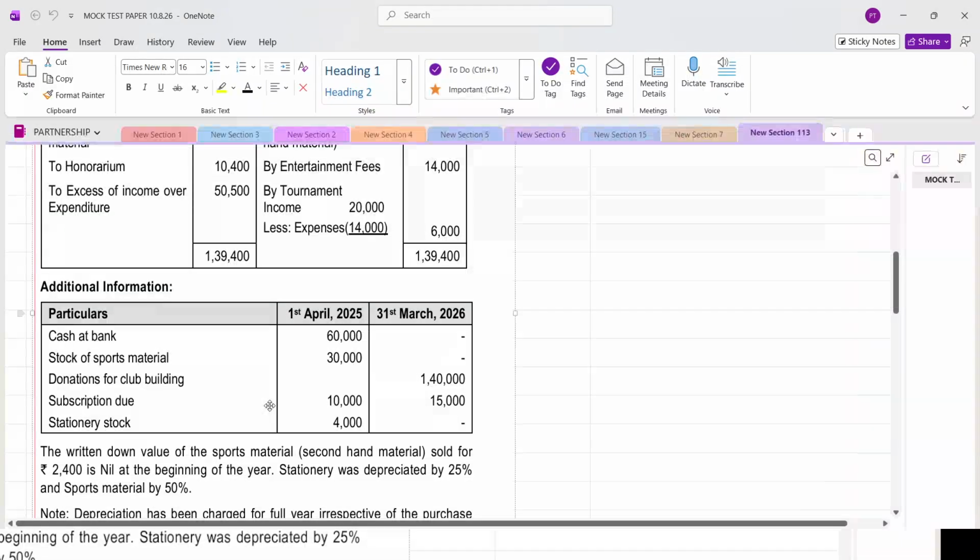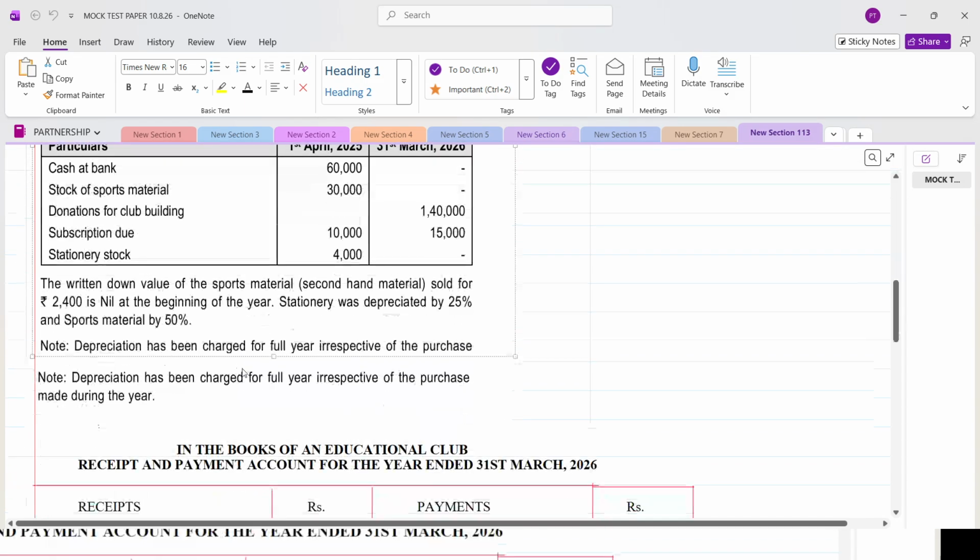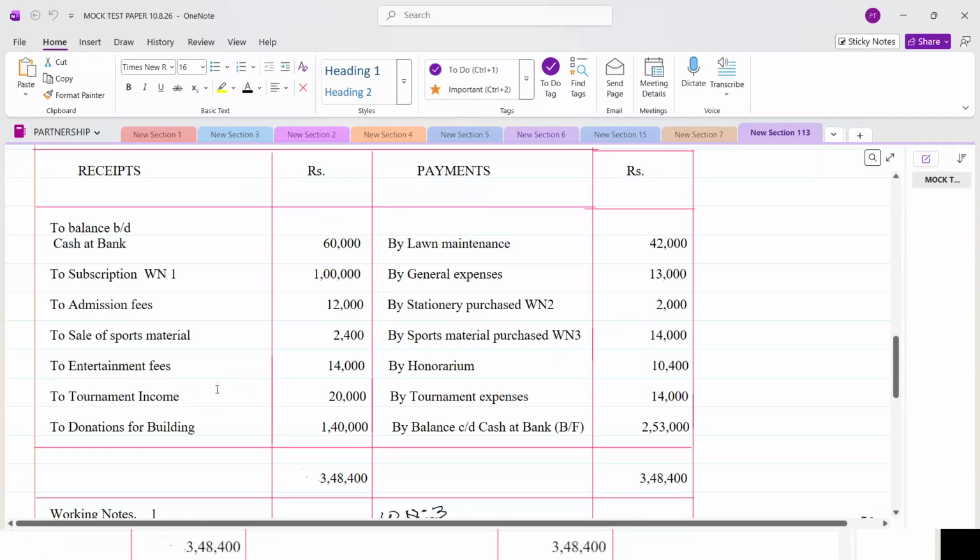Now coming to the balance sheet, we will do the sports material, and this is a donation for club building in this year. So you have to take it to your receipt and payment account on the debit side. See here, I have taken donations for building. Tournament income, entertainment fees, everything was there. Sale of sports material, admission fees. Only for subscription we are going to do some working. And on this side, stationery we are going to work out, and sports material we are going to work out.